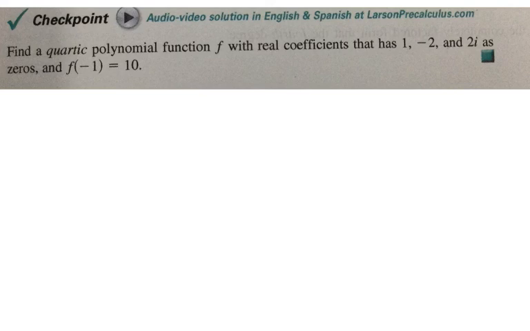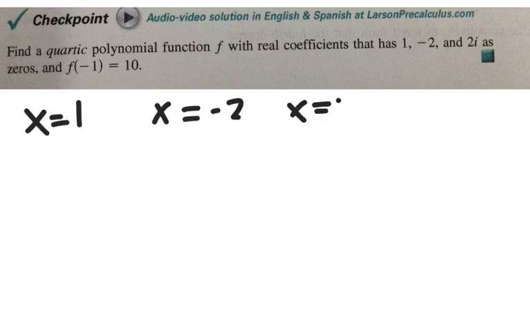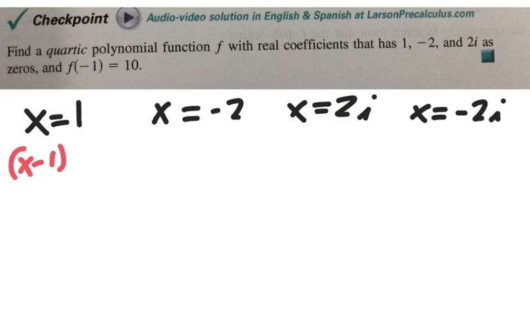So first thing we're doing, we're listing our roots. So we have roots at 1, negative 2, and 2i. I have to have a fourth root, and it's going to be the conjugate of my complex root. So I have another root at negative 2i. Then we're unsolving them and writing them as factors.